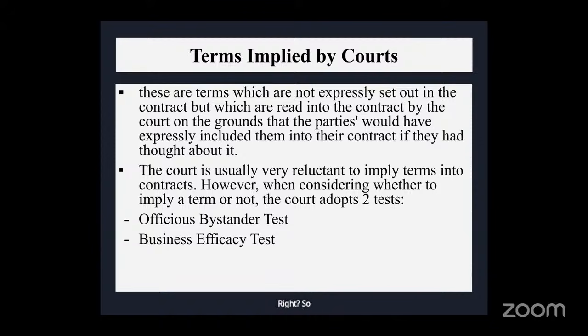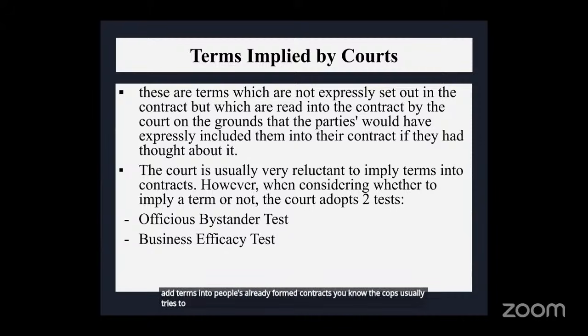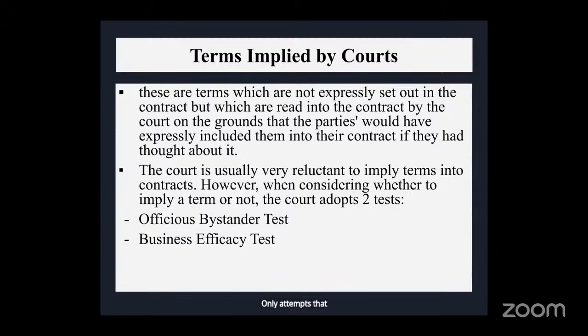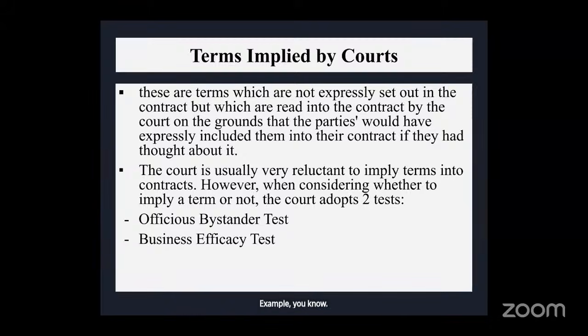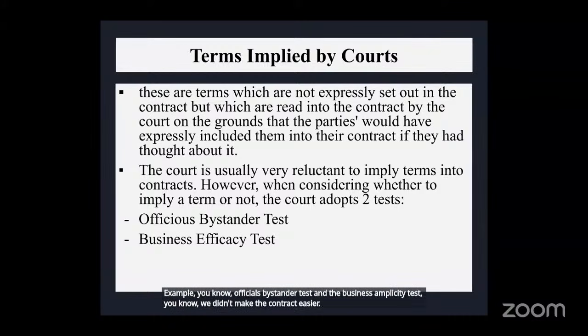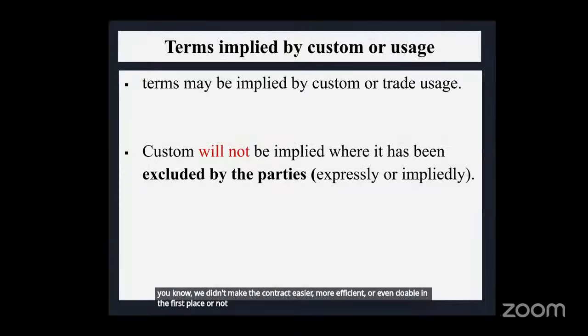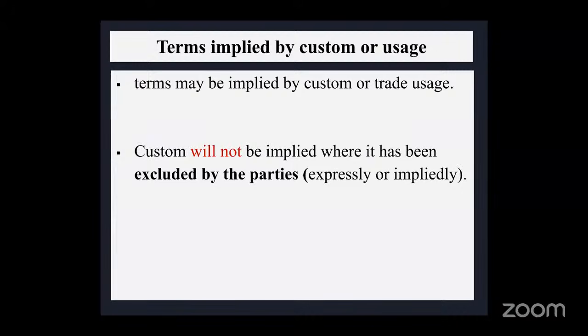So the aim of the court is not just to add terms into people's already formed contracts. The court usually tries to only add terms that it feels are beneficial, terms that the parties would have agreed upon if they had thought about it. For example, with the officious bystander test and the business efficacy test, would it make the contract easier, more efficient, or even doable in the first place or not? So that is for terms implied by the courts.